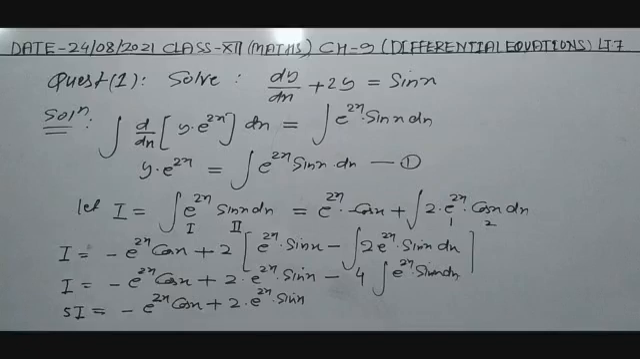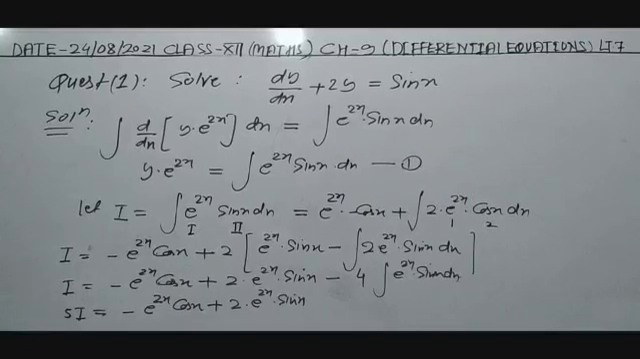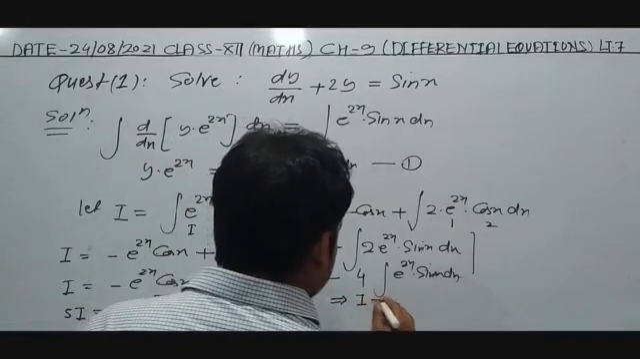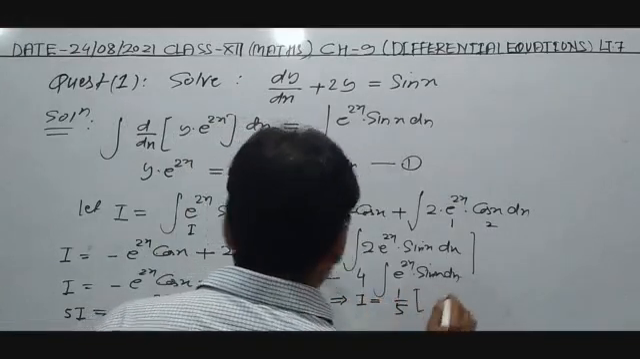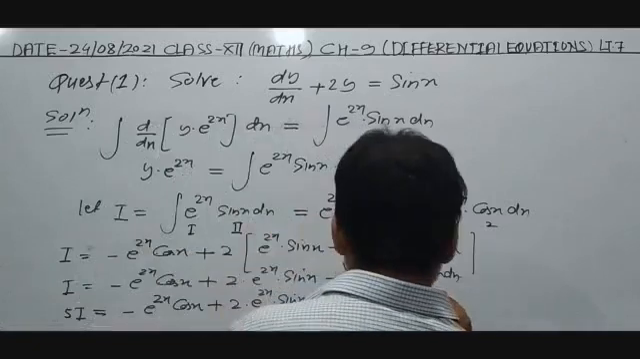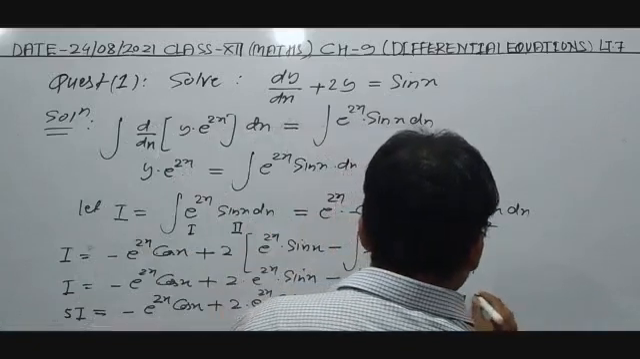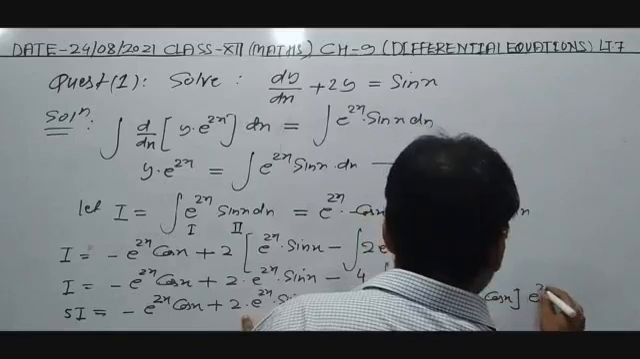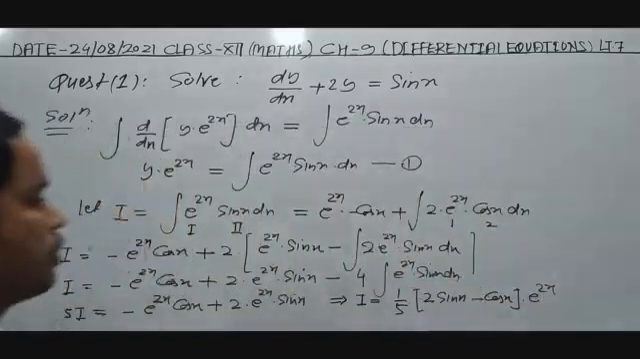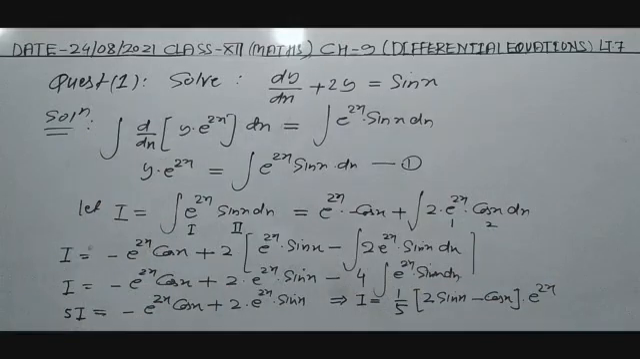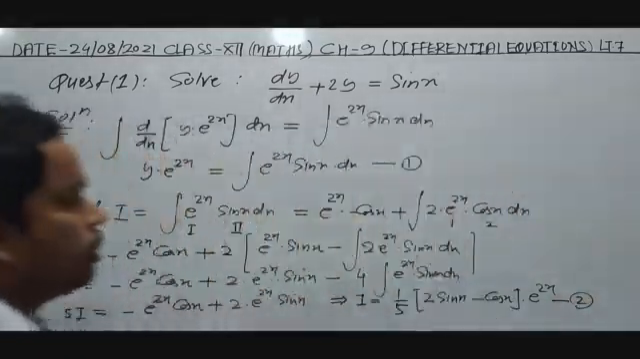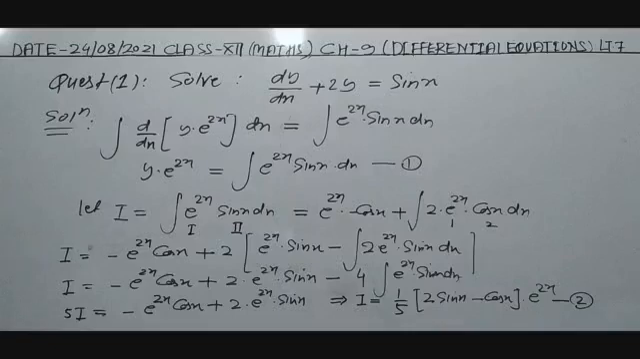So I result, you can write I is equal to 1 by 5 times (2 sin x minus cos x) e to the power 2x. So this is the value of I, and we have to put it in place of equation 1. So this is considered equation 2, using 2 in 1.